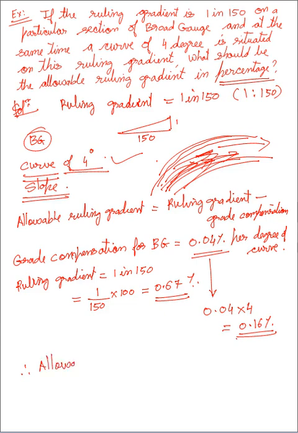So allowable gradient is equal to this first value, that is 0.67 minus 0.16. See, both are in percentage, so directly you can subtract. So the value will be 0.51%. So this is the answer.